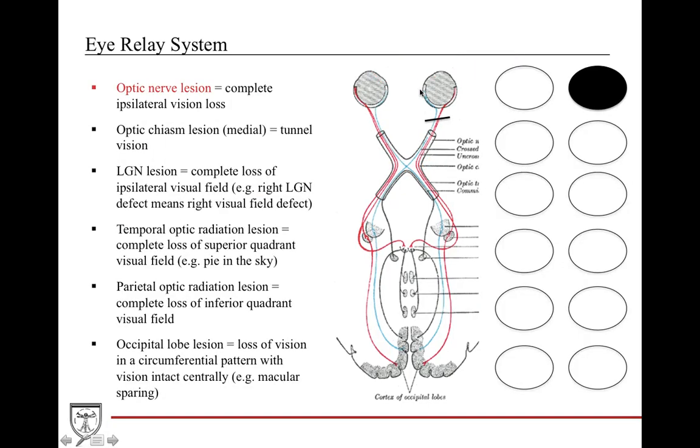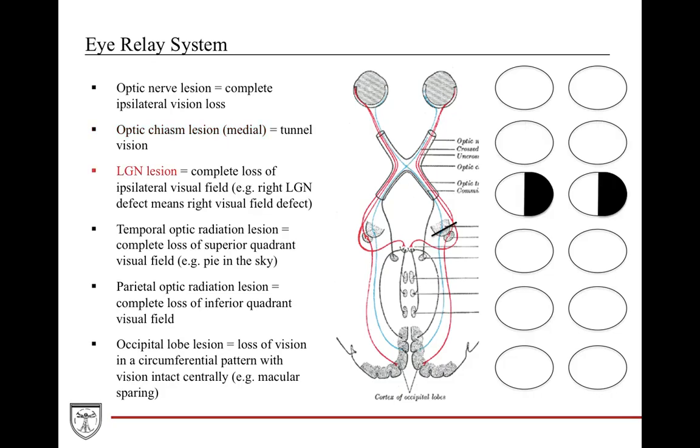Okay? So now we're going to go over the eye relay system in a little bit more detail and show you how it's going to present. So if you have an optic nerve lesion where that black line is, you're going to get complete ipsilateral vision loss on that right side. If you have an optic chiasm medial lesion we just discussed, it's the more common one, you're going to get tunnel vision. The white is normal, the black is loss of vision. So if you see white there, that's what you see. Black is what you don't see anymore. So optic chiasm in the medial aspect, tunnel vision.